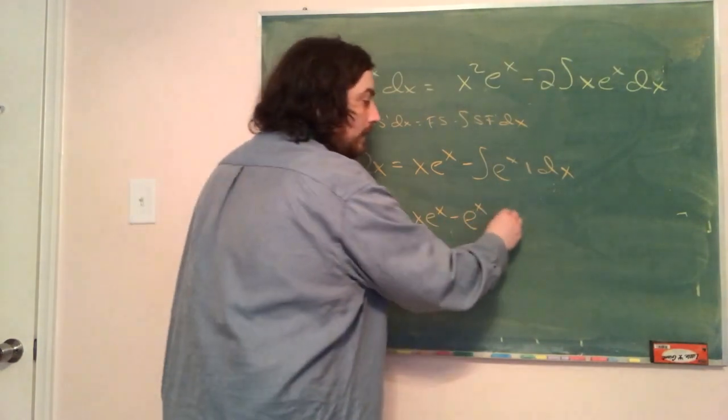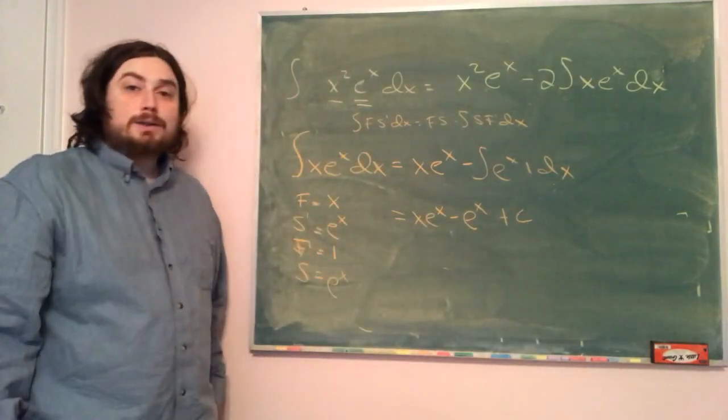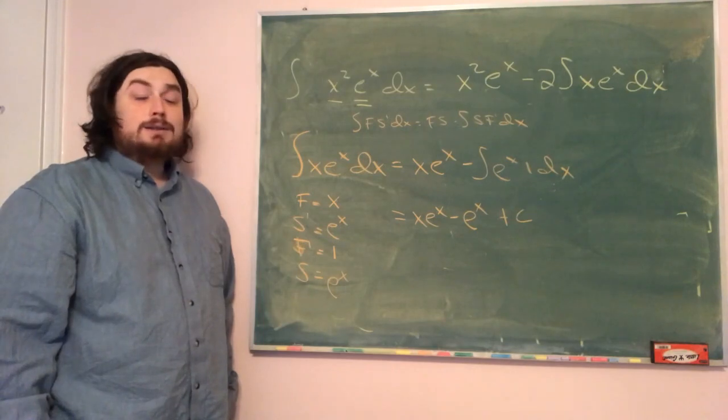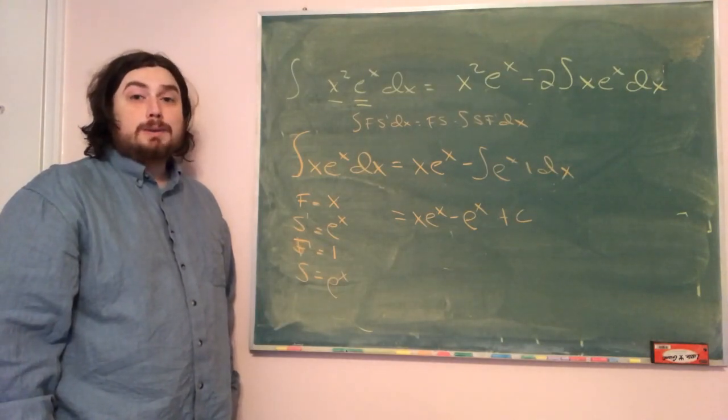And now, because I finished an integral, I need a constant of integration out here, so I'm going to say plus c. So the integral of x e to the x is x e to the x minus e to the x plus c.